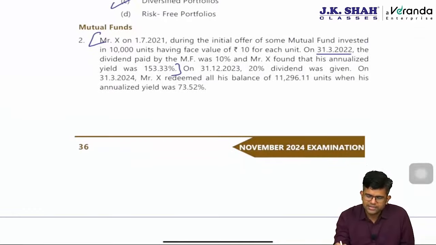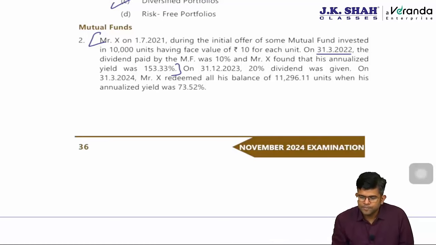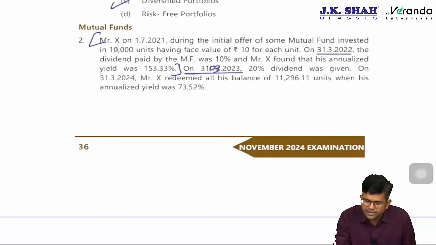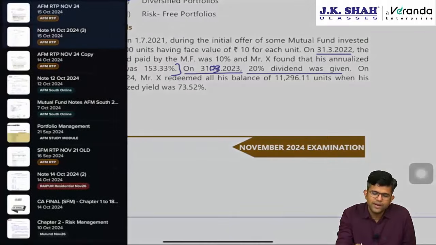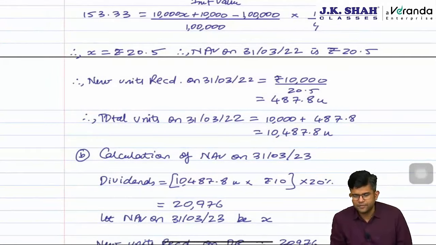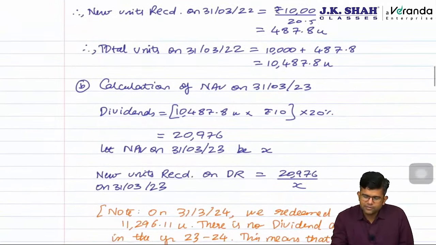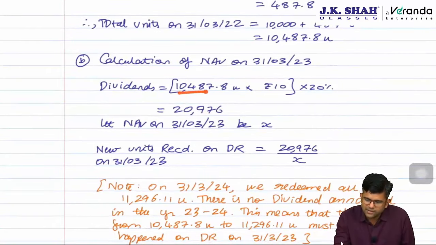So students, next they are asking you, so by the way, I hope you realize that we have calculated the NAV on 31/3/2022. Now they are saying on 31/3/2023, 20% further dividend was given. Now please note, this 20% dividend will be given on the face value that you have. The face value that you have, do you realize, is 10,487.8 into 10, right?